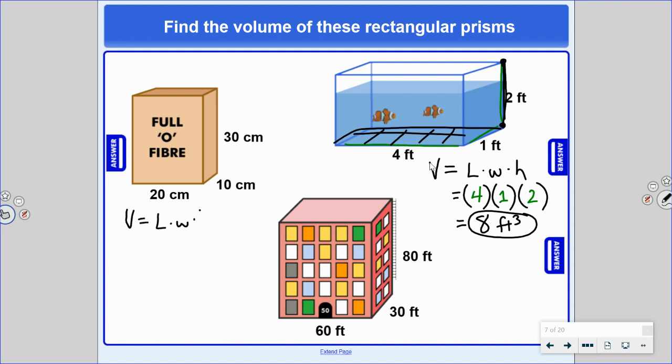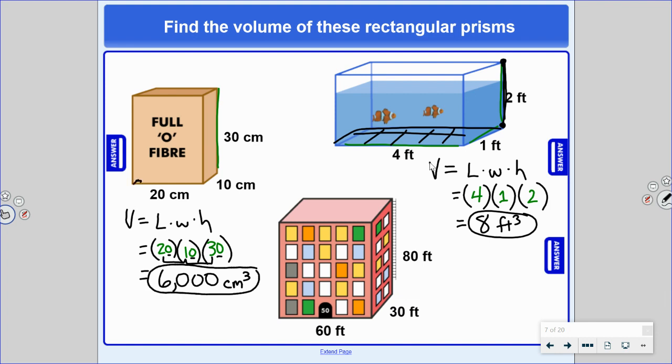Same thing here. First write the formula, then the base appears to be 20 by 10, stacking at 30 tall. Now 2 times 1 is 2, times 3 is 6 with 1, 2, 3 zeros. So this will be 6,000 cubic centimeters. And while that sounds huge, remember, we're just talking tiny little cubic centimeters.